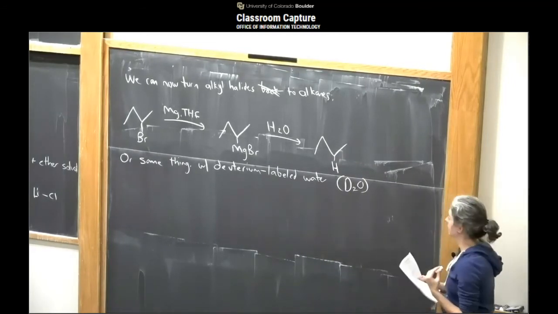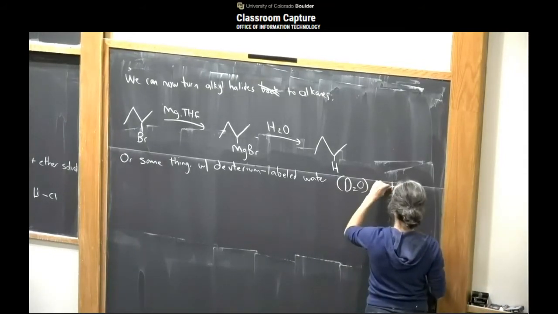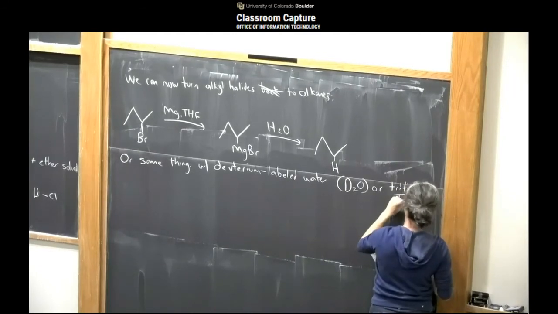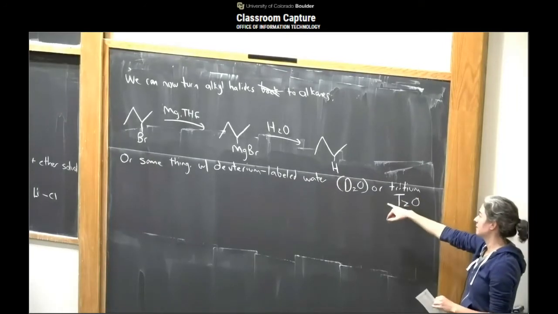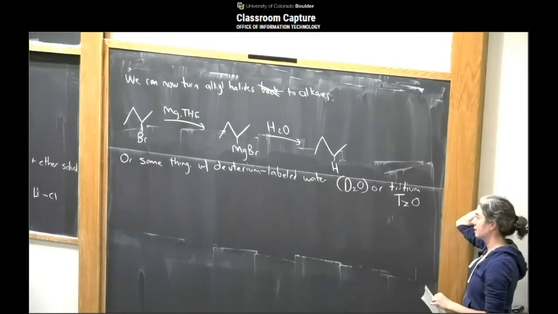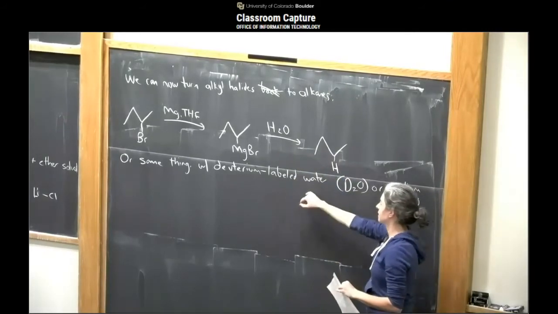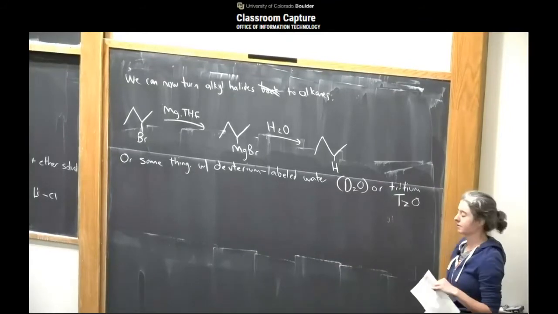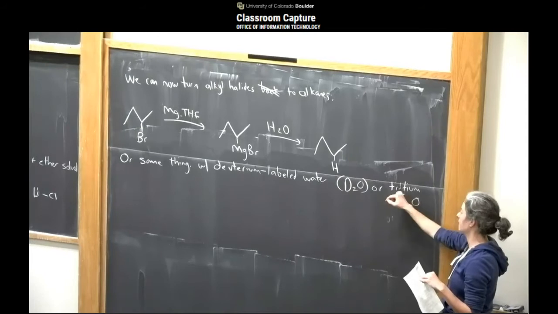Or if we're feeling really spendy, we could use tritium, which would be T2O. Again, another isotope of hydrogen, this one with, instead of just a proton like for hydrogen, or a proton plus a neutron like for deuterium, tritium has a proton and 2 neutrons, which is why it has a weight of 3, which is why it's called tritium.